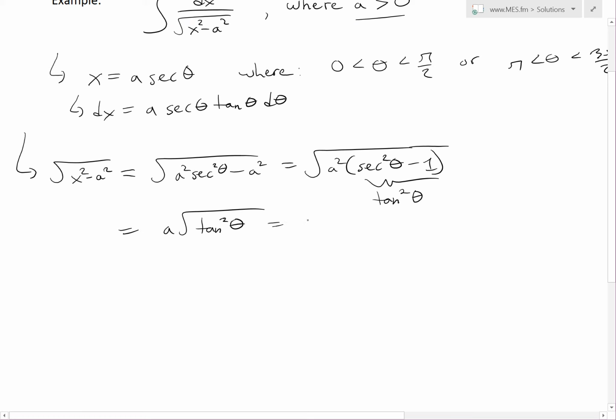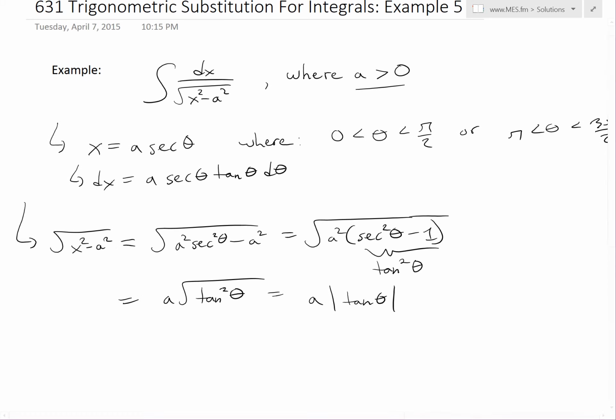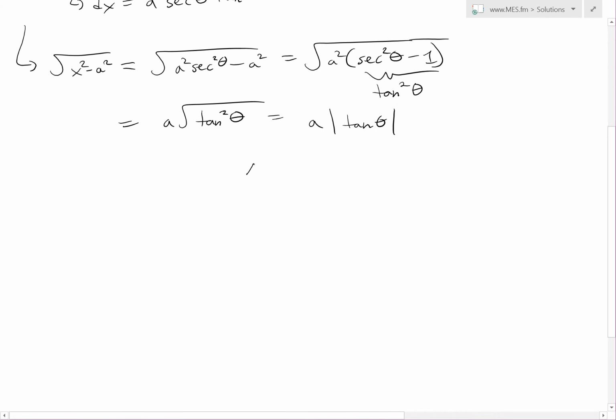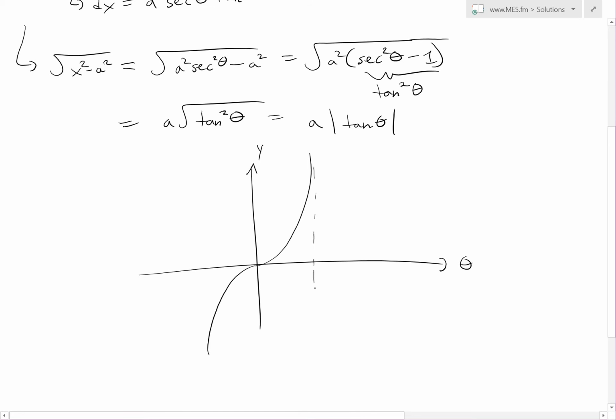And now the square root and square cancel, so we have a times the absolute value of tan theta. The reason it's an absolute value is because this is a square root function, so everything needs to be positive inside, and tan theta can be negative, so we have to put an absolute value. But if we look at our domain, let's say theta on the horizontal axis, and we're drawing tan theta, we know that tan theta looks something like this, where this is pi over 2, and it keeps going on, repeats. And now this is at 3 pi over 2.